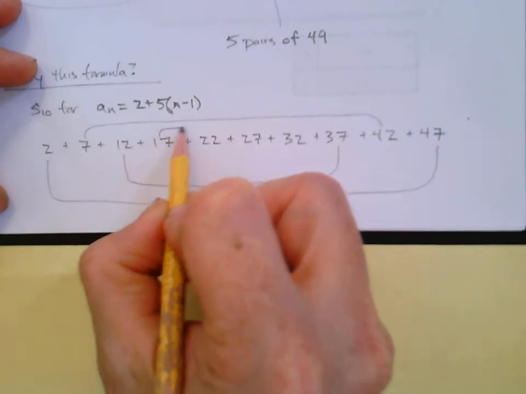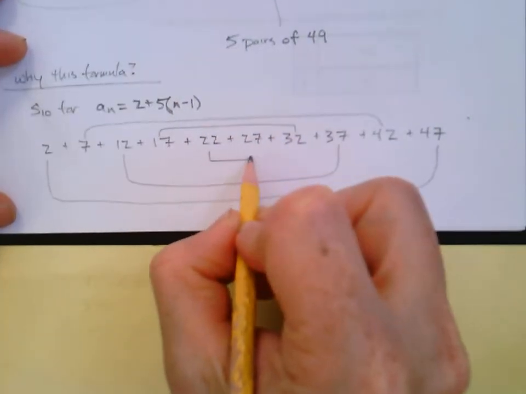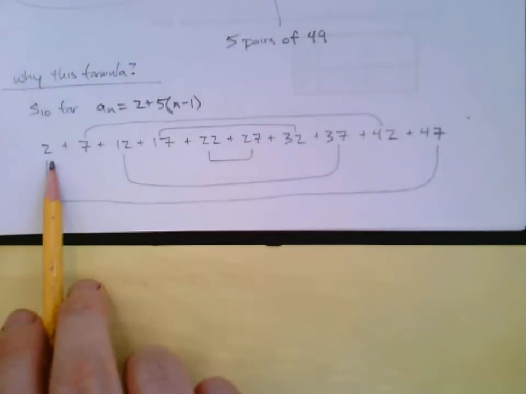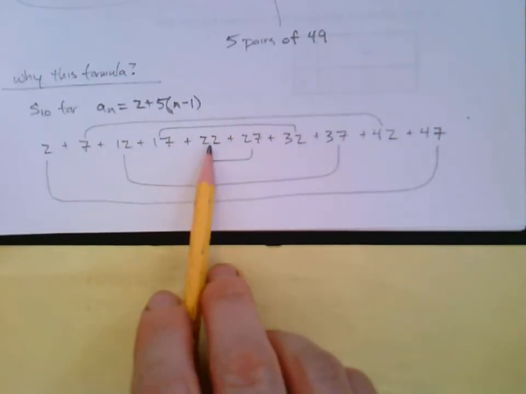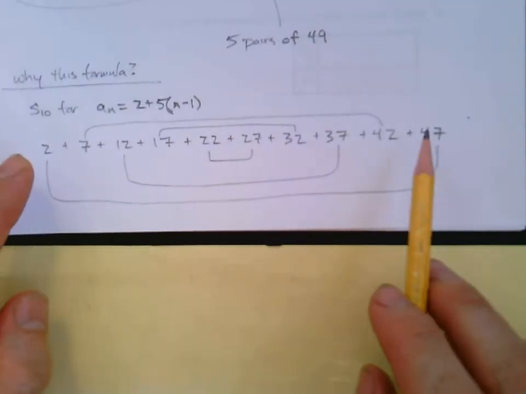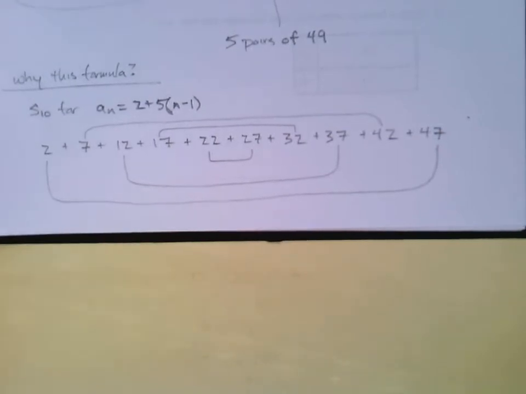How about 17 and 32 make 49? And finally, 22 and 27 make 49. So how many 49s are there? Well, 1, 2, 3, 4, and 5. And when we get to the middle, that's our last pair. That's the fifth pair. We had 10 terms, right? So if you cut that in half, that's how many pairs of 49 there are.